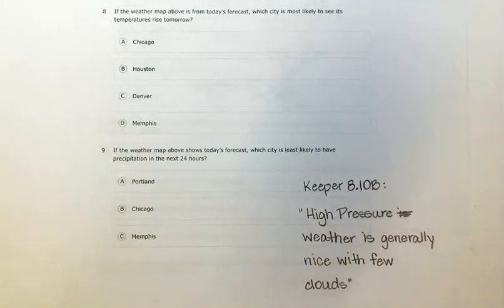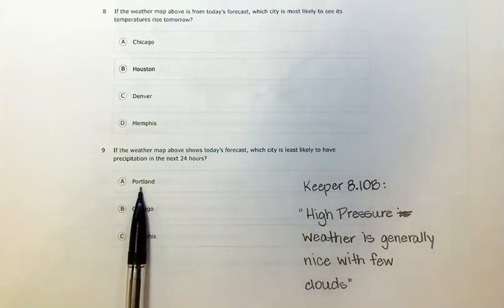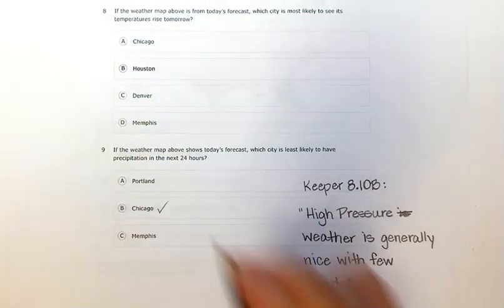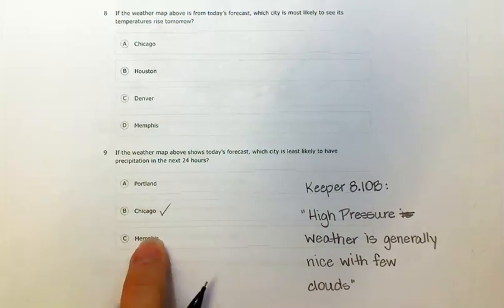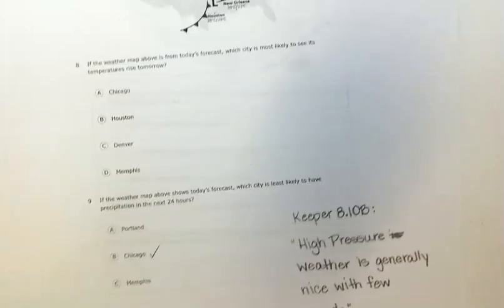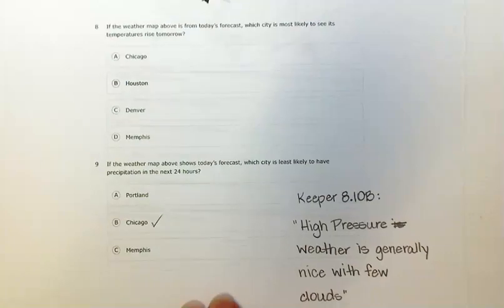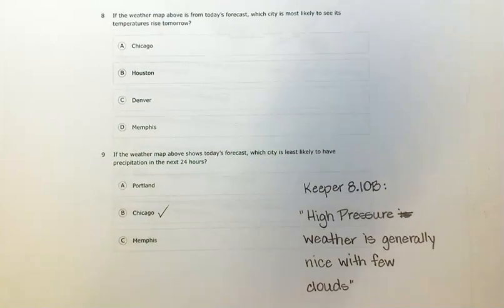And once I have that, I can see Portland's near a low pressure system. We want to go with Chicago. Memphis is going to experience a warm front and is a little bit closer to the low pressure system. So Memphis is on there, but that's not the best choice. And then Houston is near a low pressure system and is also going to experience a cold front. So the best bet is Chicago, with high pressure basically sitting on either side of Chicago. We're going to go with Chicago.